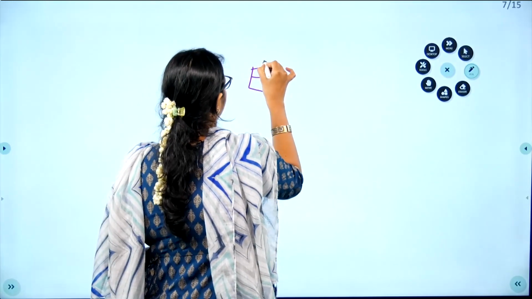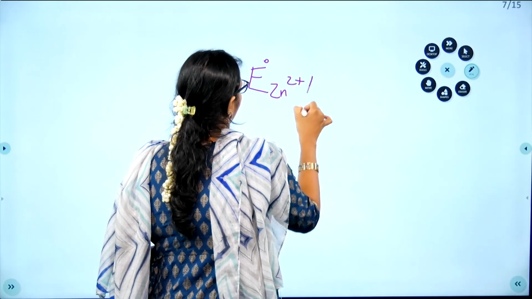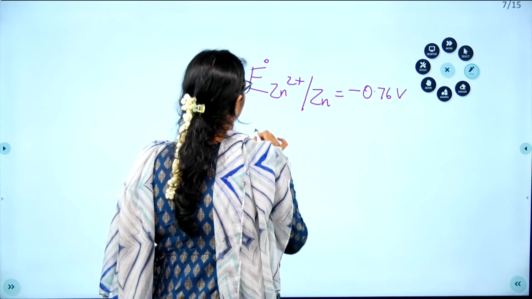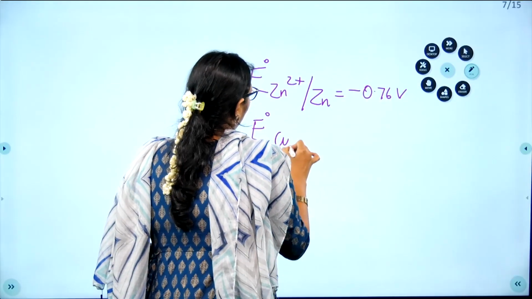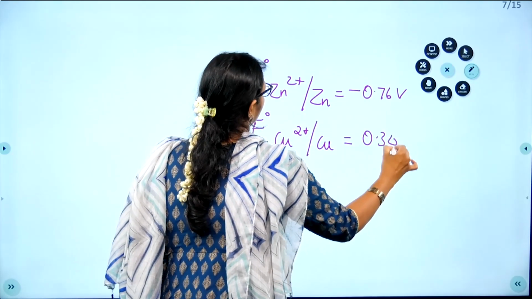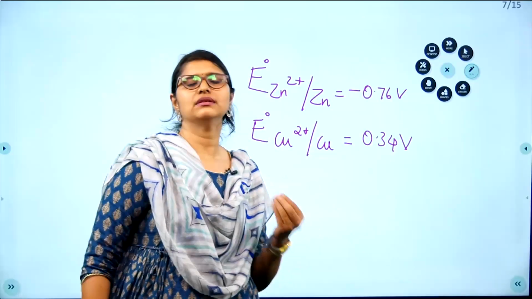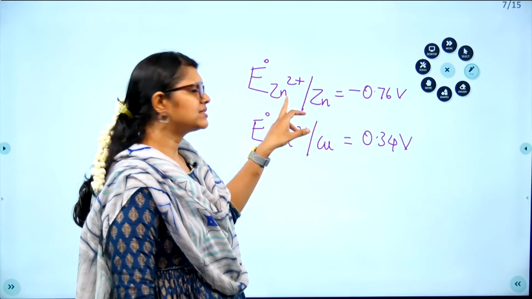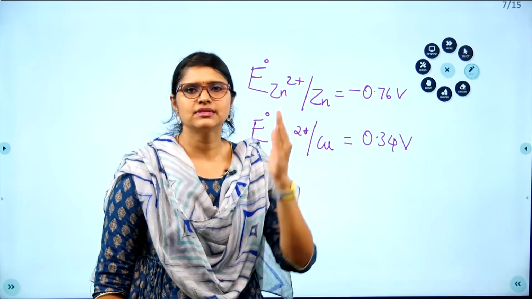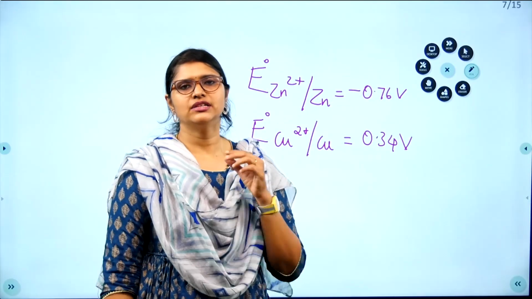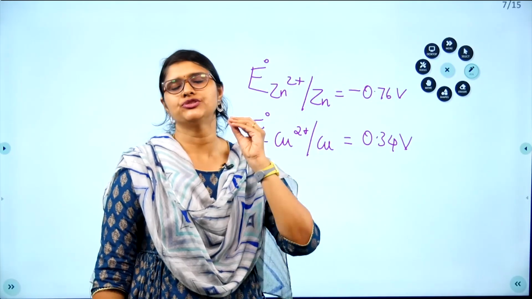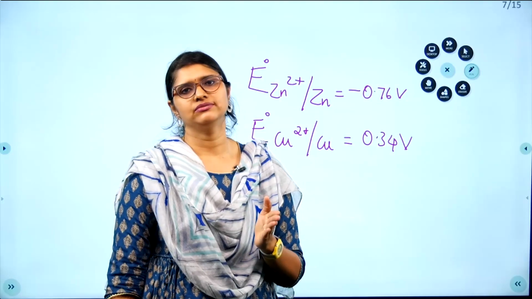So minus 0.76 volts for zinc, and copper is given as 0.34 volts. These are the standard electrode potential values, and also you can see Zn2 plus slash Zn, similarly Cu2 plus slash Cu. What is the meaning of that? It is called reduction potential. In order to calculate E naught cell, we should always use reduction potential for any calculation.